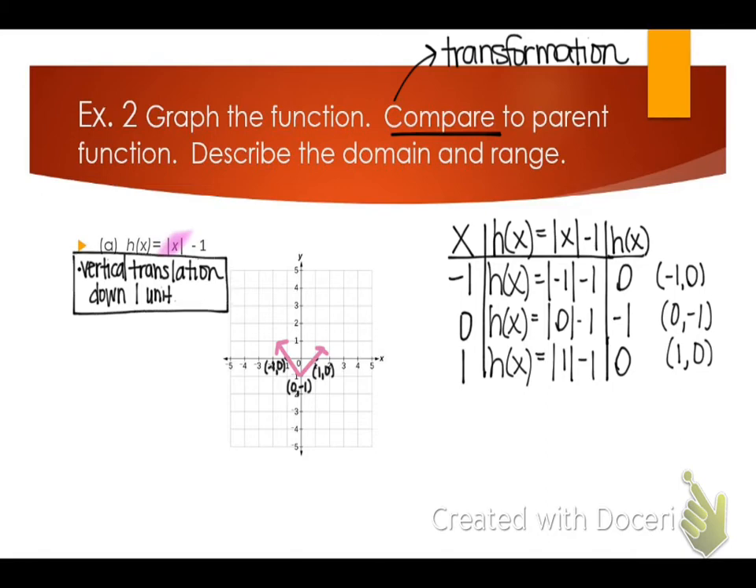Now, one more thing the directions want. They want us to describe the domain and the range. So let's talk about domain. Which set of values does the domain represent?